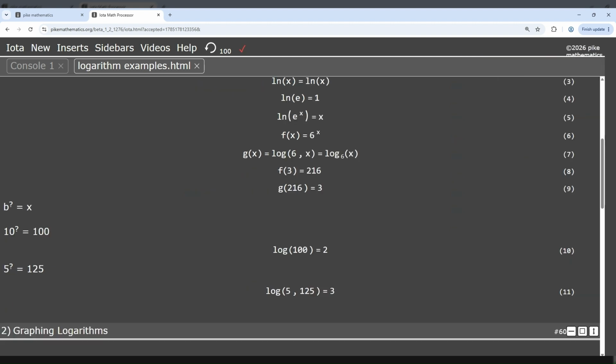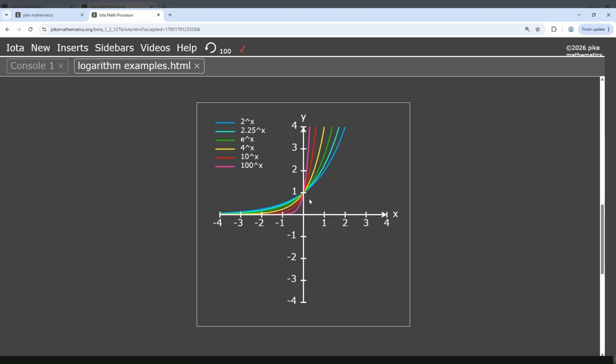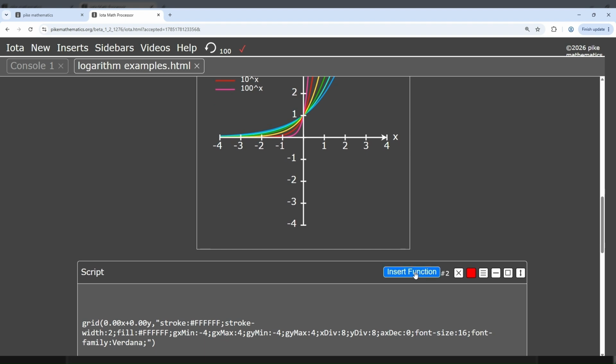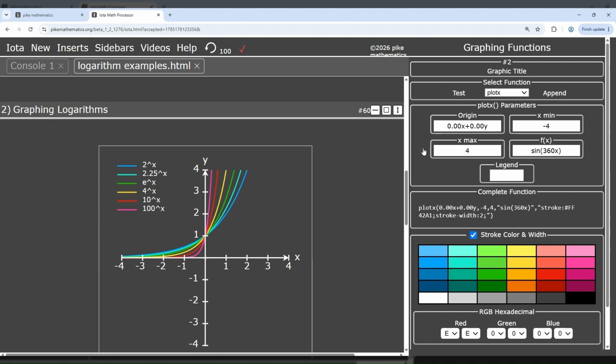Okay, I think to further conceptualize logarithmic functions, it would be a good idea to graph a few. So I'm going to use this graph that we did in the previous video where we graphed the exponential functions. Now I'm going to graph the logarithms associated with these exponential functions. If I click on this graph, this will pop up and I hit insert function. And now I can go ahead and start graphing the logarithm.